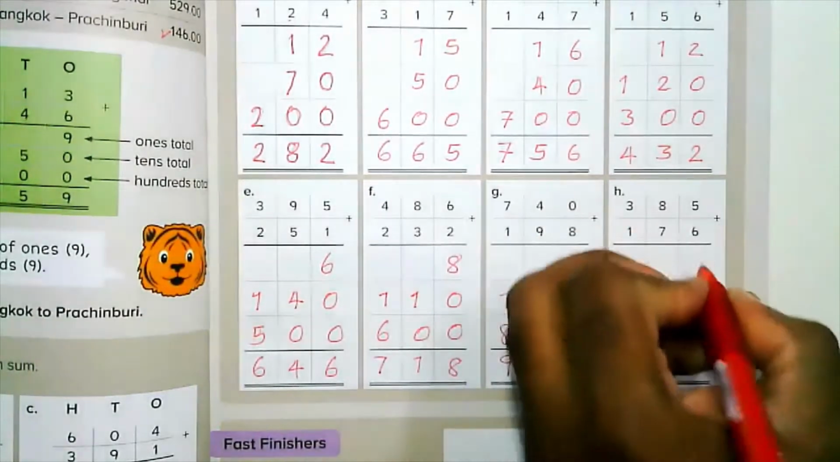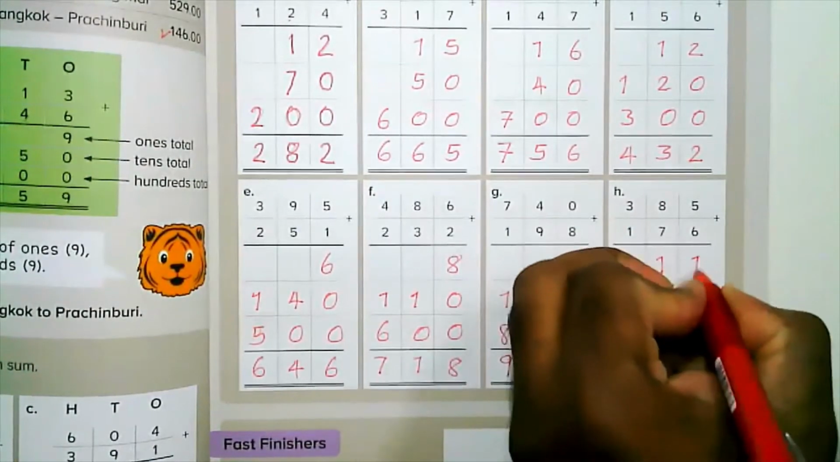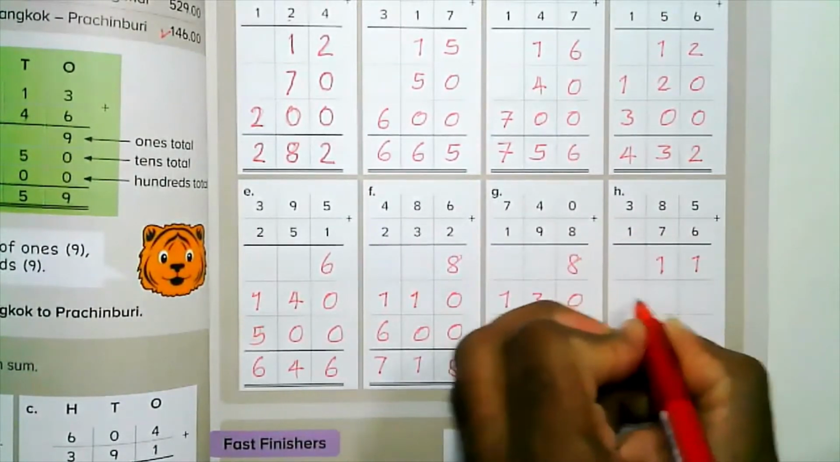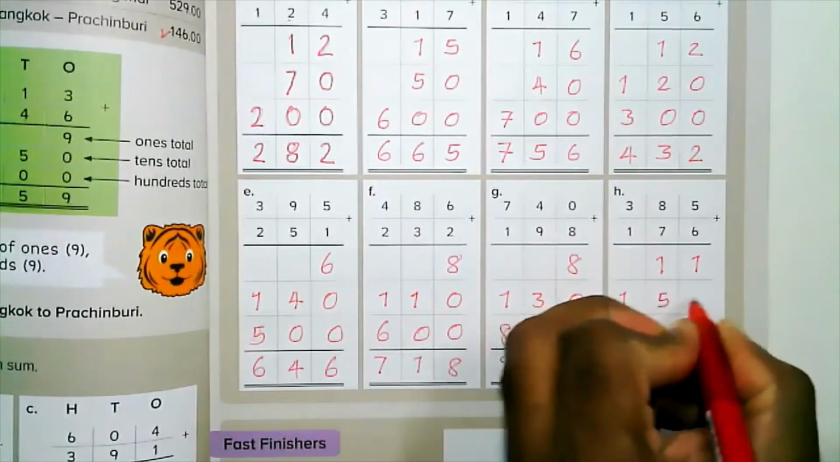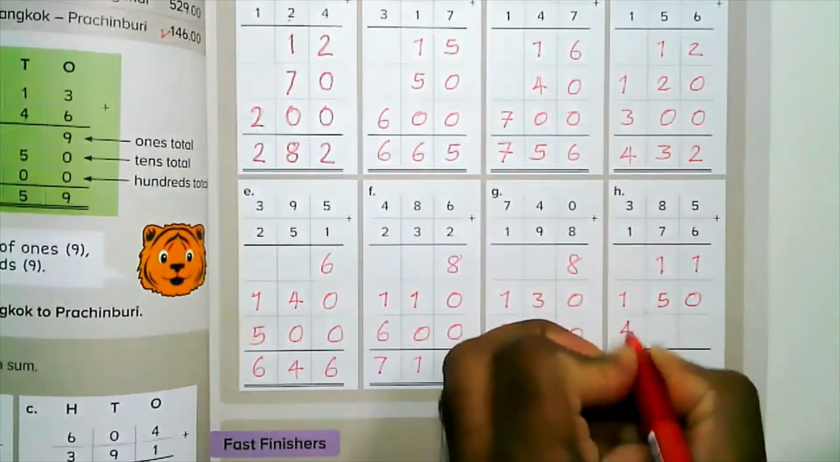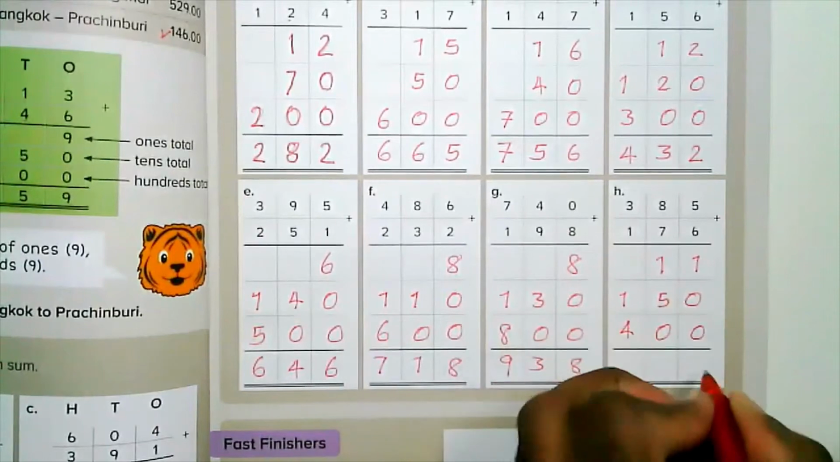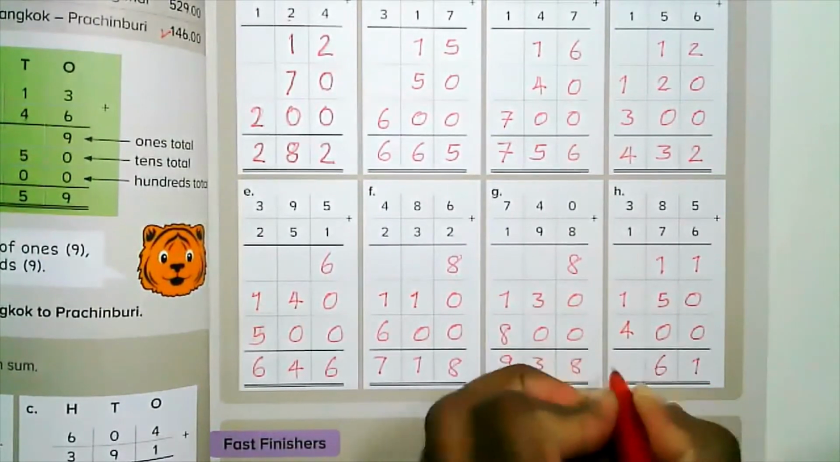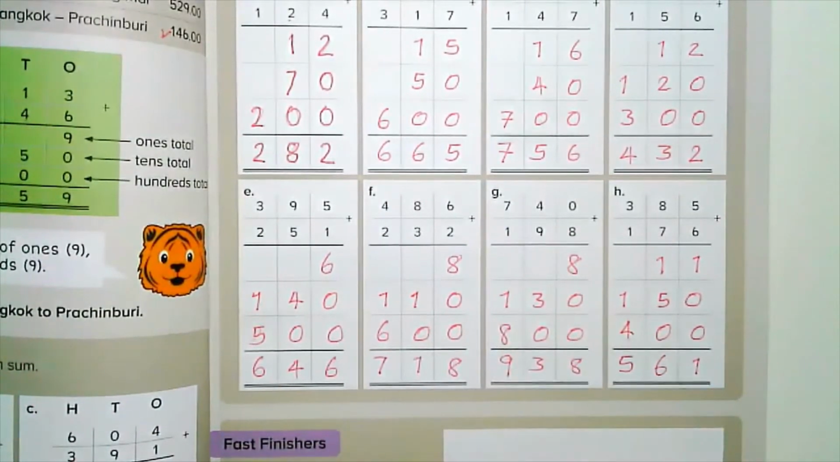938. Next, this will give us 11. 150. 400. Adding all together will give us 561.